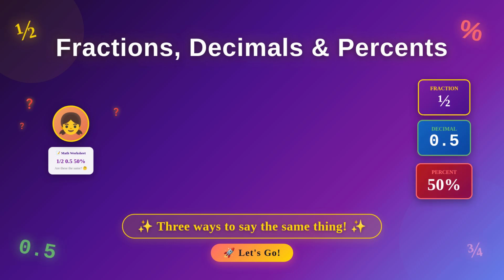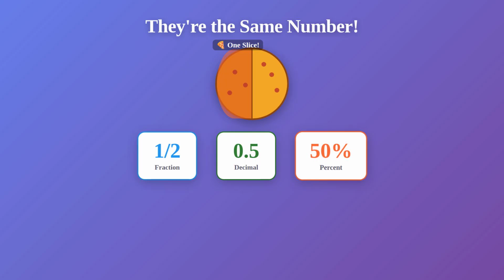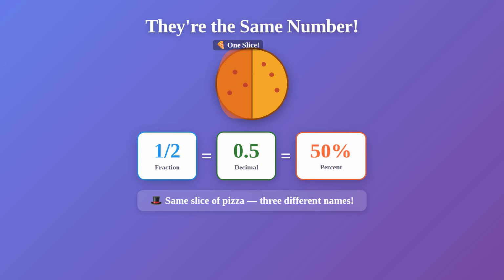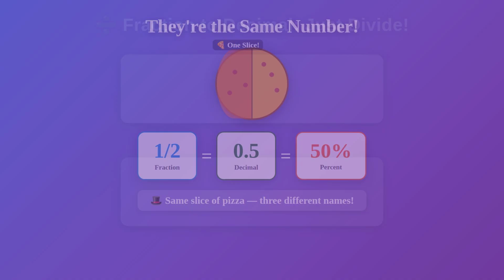Let's go. So here's the big idea that changes everything. 1/2, 0.5, and 50%. They all mean exactly the same amount. Imagine a pizza cut in half. You eat one slice out of two. That's 1/2 as a fraction. That's also 0.5 as a decimal. And that's 50% as a percent. Same slice of pizza, three different names. Maya's mind is starting to open up. These aren't three scary things. They're one simple idea wearing three different hats.